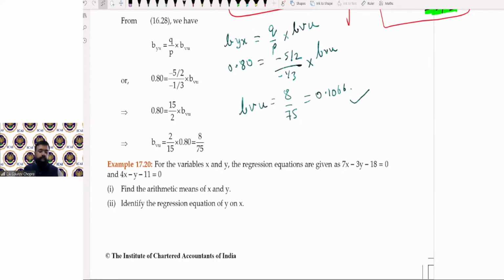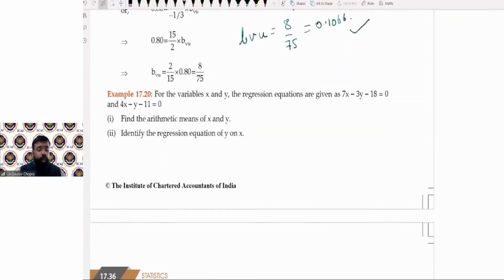So this was example number 19. So directly, if b_xy is given, you also have to calculate b_yx. Now the next one is the 20th illustration. Here two regression equations are given and you have to find out the arithmetic mean of x and y.